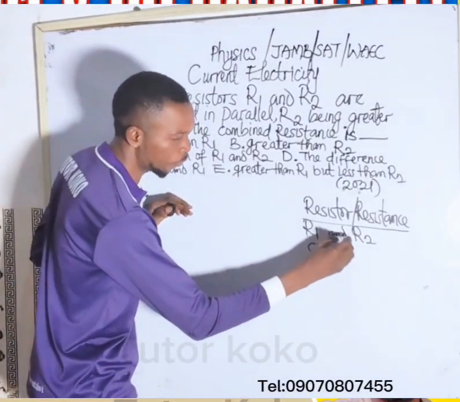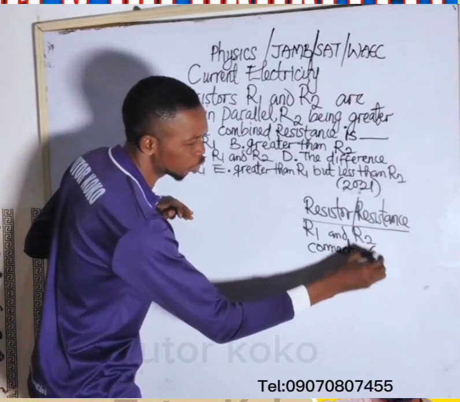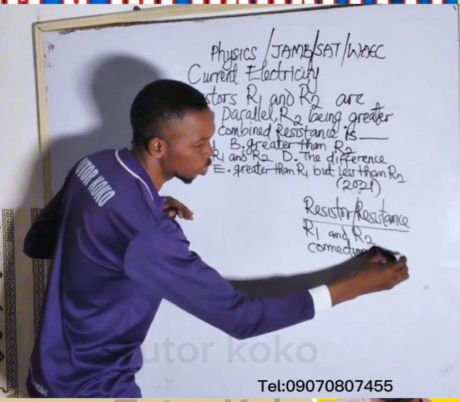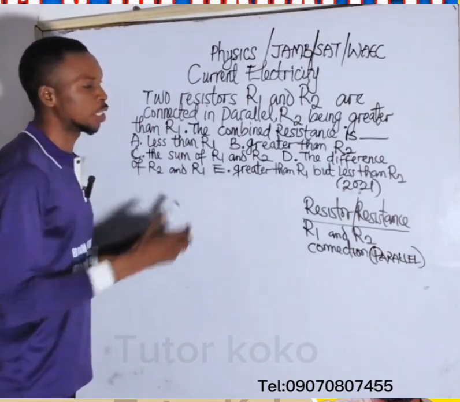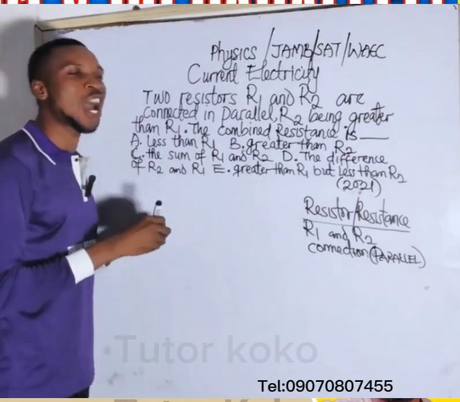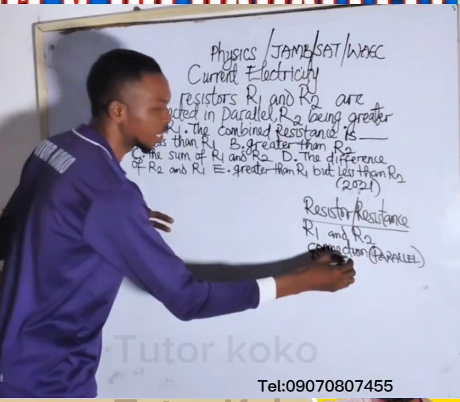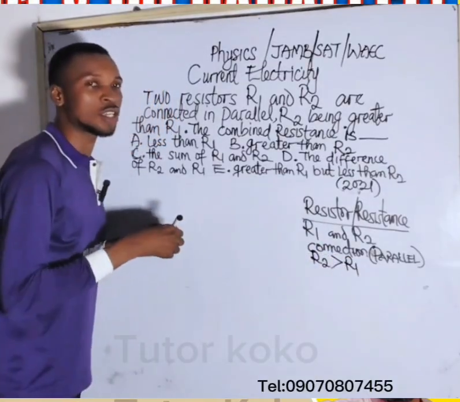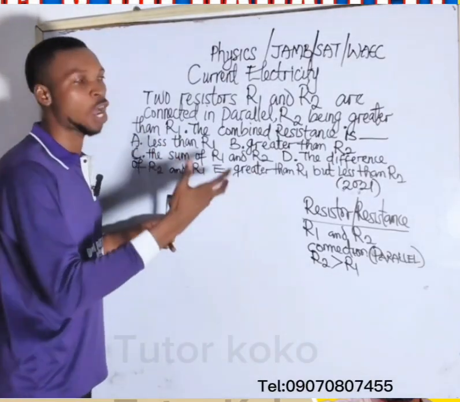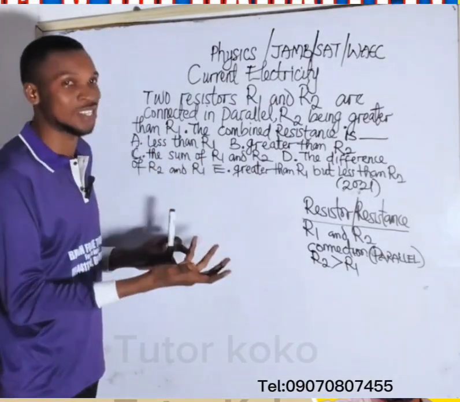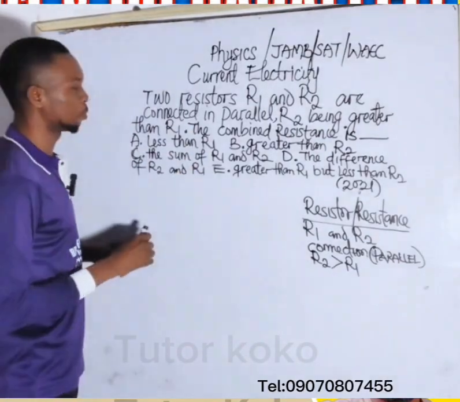So the connection is what? Parallel. Please take note of this parallel because we are going to be dwelling more on parallel. Next information in the question, R2 being greater than R1. That means if R2 is 5, then R1 cannot be up to 5. So R1 will be either 1, 2, 3, 4, as the case may be. However, R2 must be greater than R1.